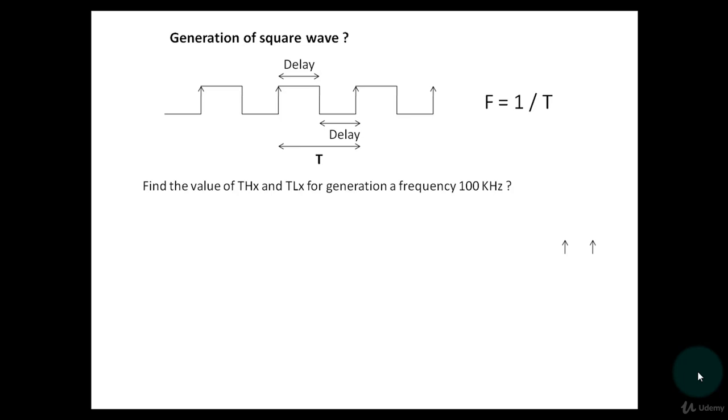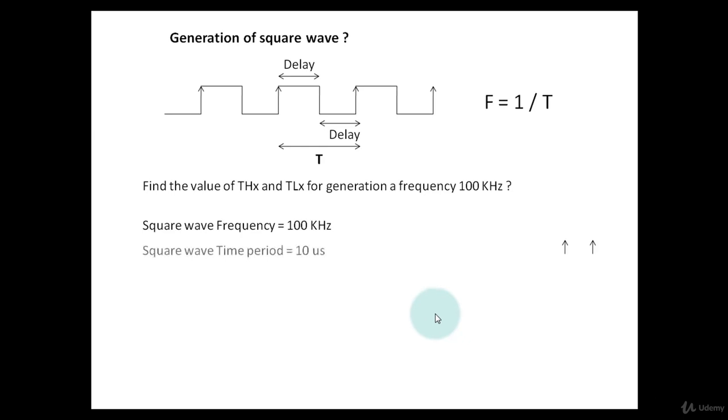You can use the timer hardware module in the 8051 microcontroller to produce a square wave. Suppose here is one question. I want to generate a 100 kilohertz square wave using the timer. In that case, what should be the value in TH and TL register? Since the square wave frequency is 100 kilohertz, the time period would be 10 microsecond.